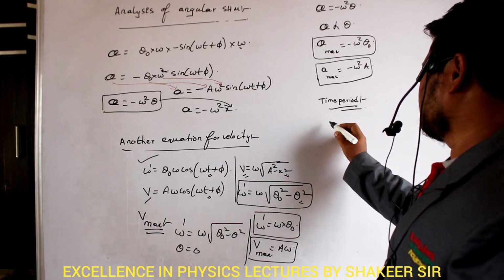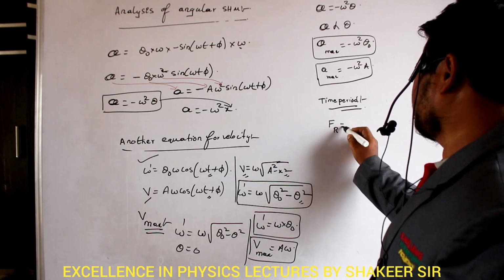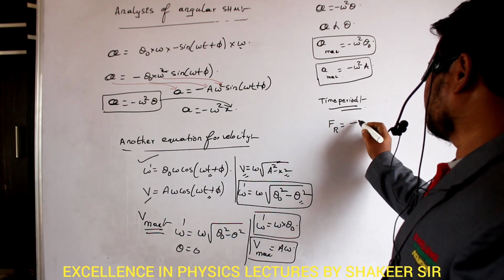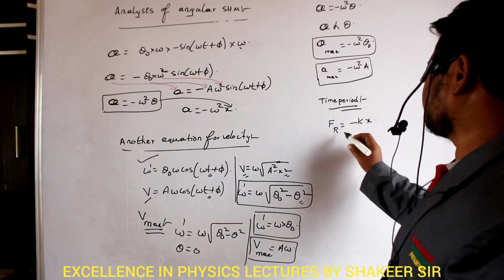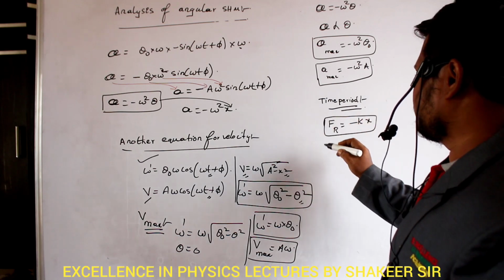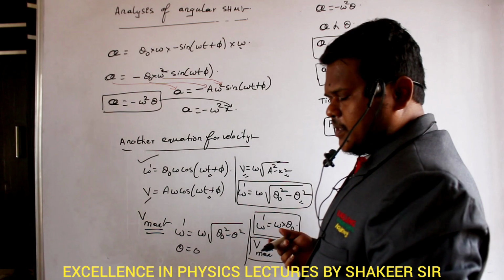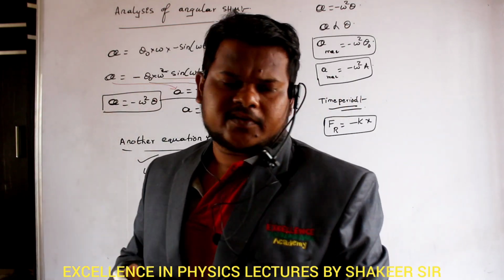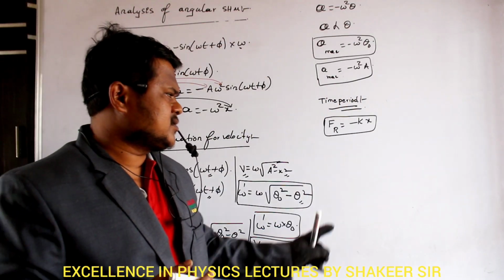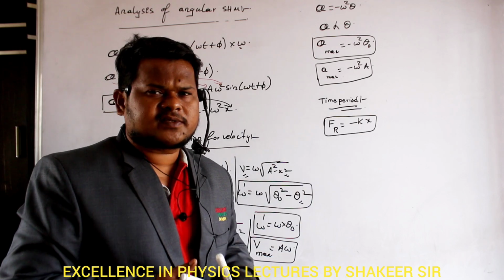SHM. Clear? In linear SHM, what is the restoring force? Restoring force is minus k into x. This we have already studied. So when a spring is elongated by a distance of x, what is the amount of restoring force that will be developed in the spring? Restoring force is equal to minus k into x.